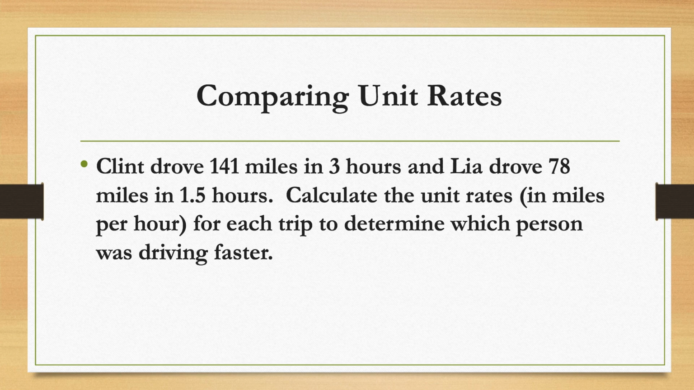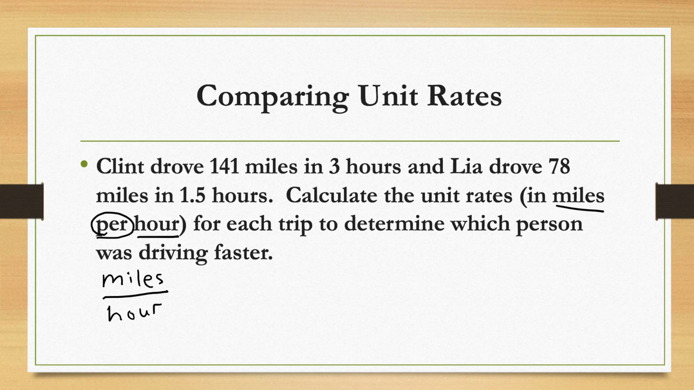So Clint drove 141 miles in 3 hours, and Leah drove 78 miles in 1.5 hours. We want to calculate the unit rate in miles per hour. Okay, so here we go with the word per. That's going to help me. We've got hours behind it and miles in front of it. So I know that when I set up my rates, I'm going to do miles on the top and hours on the bottom. So we want to calculate the unit rate for each trip to determine which person was driving faster.